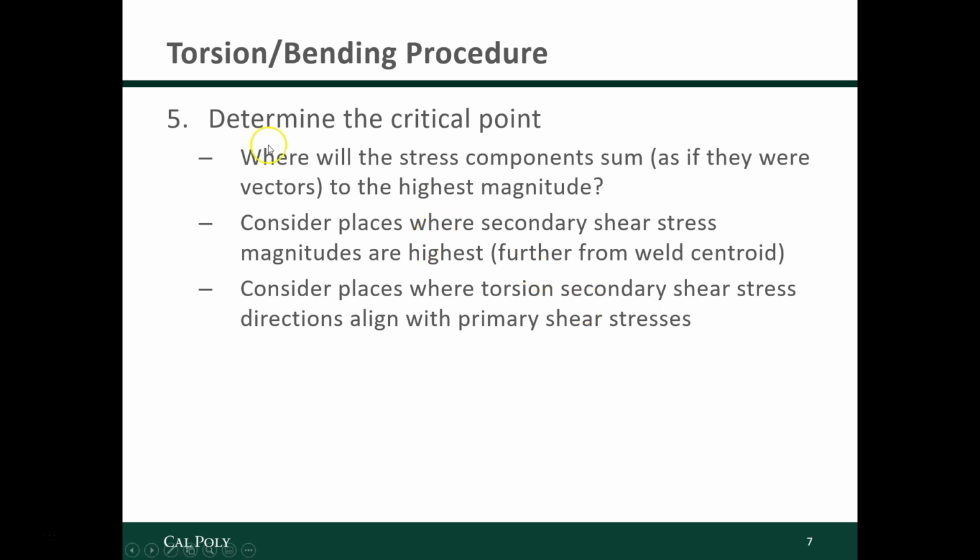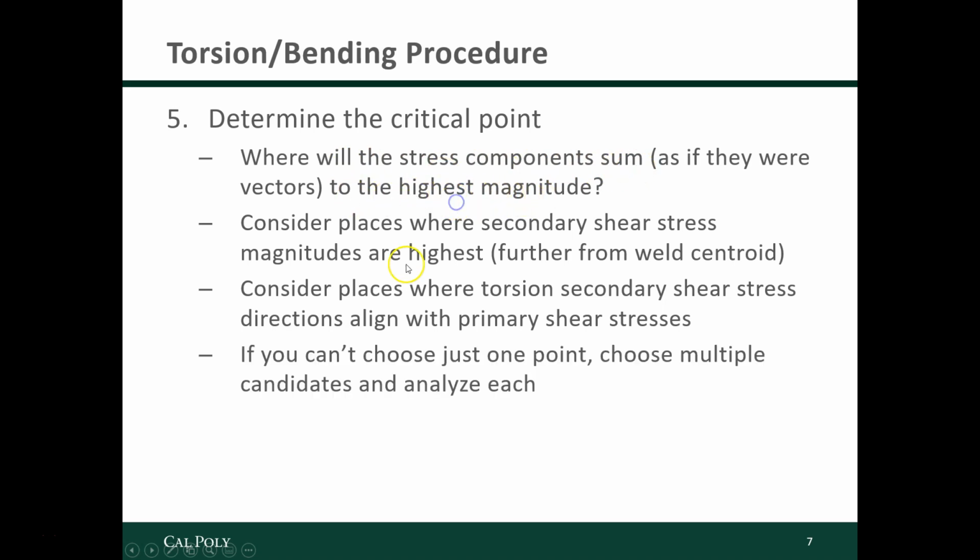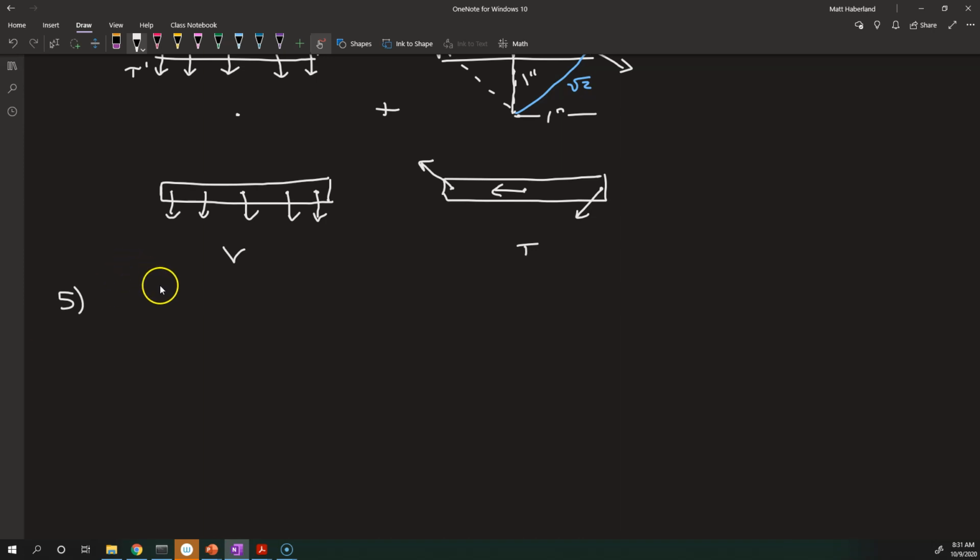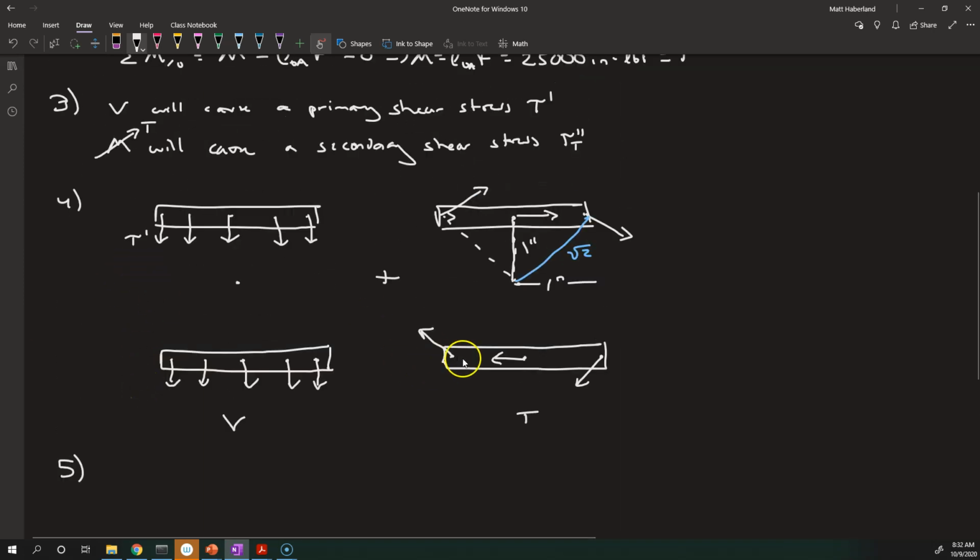These are just some tips, right? Ultimately, we're answering the question, where will the stress components sum to the highest magnitude? That's the rule here. And if you can't choose just one point, if you can't guess, choose multiple candidates and analyze each. We're only going to do one because in this example, it's pretty clear. I can take a look at the corners. That's a good place to start. It's not always the place where it's going to fail, but it's a really good place to start because the corners are where the shear stress due to the torsion is of greatest magnitude because it's got the biggest radius.